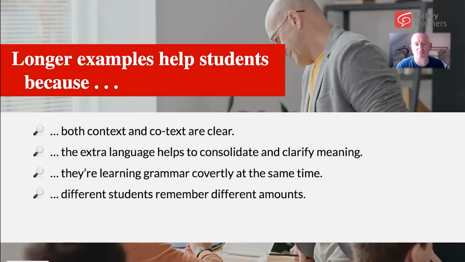So the longer examples give you the context, they give you the language that's often used around the language that you want, that you're presenting the students with. In addition to this, the extra language actually makes life easier because it consolidates and clarifies meaning. You imagine if you learn to be fired, to be sacked, okay? You go home and you think, I'd better do a little bit of revision. You open your notebook and it says to be sacked, to be fired.